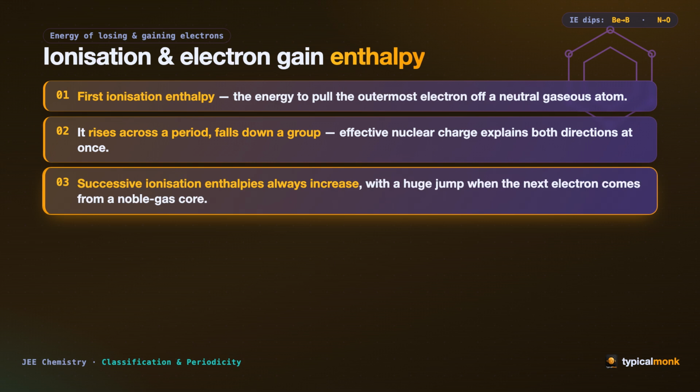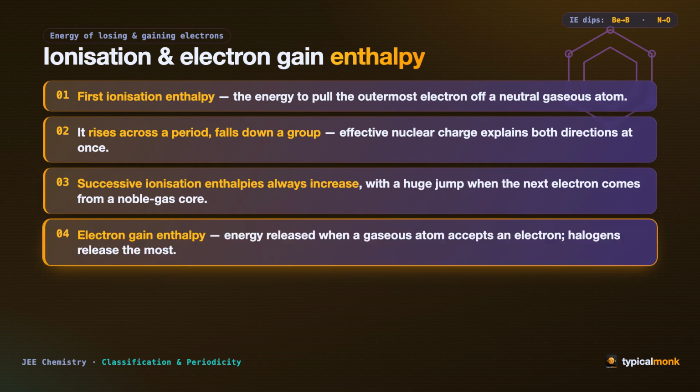Third, successive ionization enthalpies always increase, and a huge jump appears the moment you try to break into a stable noble gas core. A favorite clue for finding which group an element belongs to. Fourth, electron gain enthalpy, the energy released when a neutral gaseous atom accepts an electron. The halogens release the most, since they are just one electron short of a full shell.